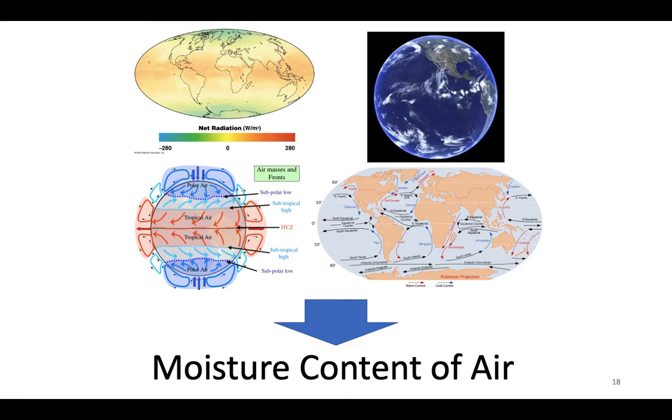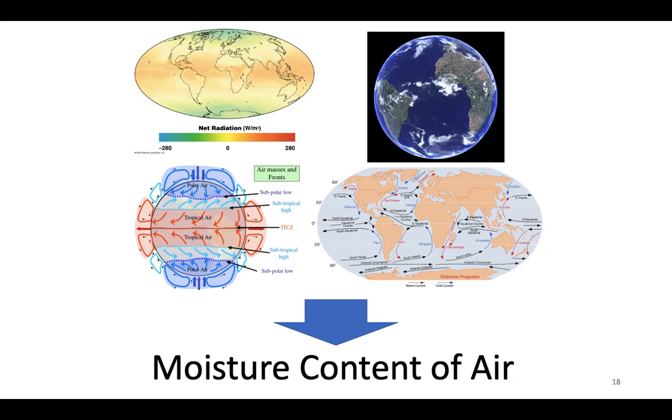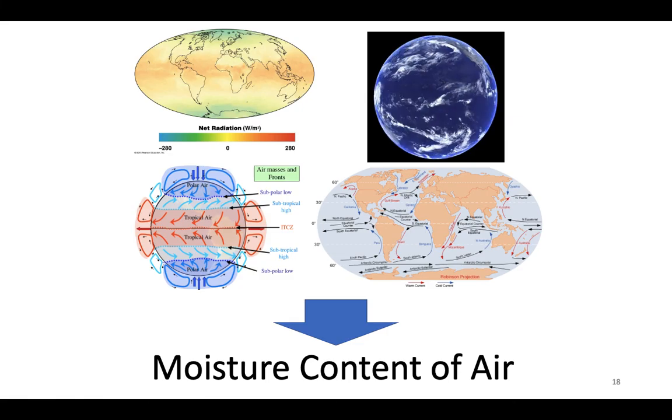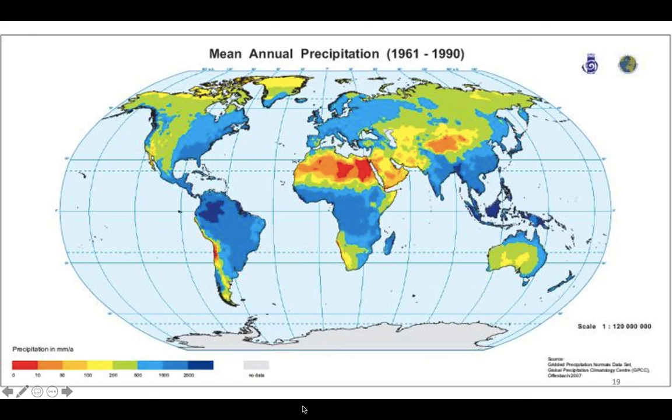And all of these things, from the tilt of the Earth to the incoming solar radiation to the air masses that form because of that and the trade winds and movements of the ocean that form, all work together synergistically to affect the moisture content of the air. And moisture, as you probably already learned in high school biology and in gen bio, is really important for life. So, here's a map of mean annual precipitation from 1961 to 1990.